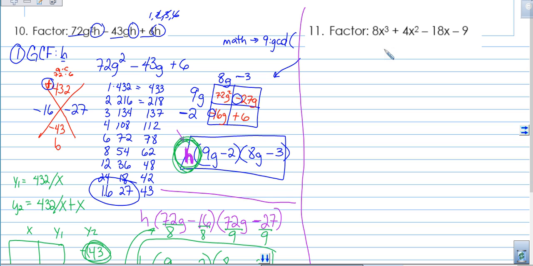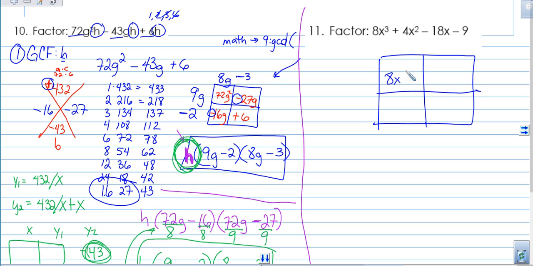Number 11. This one has 4 terms in it. We haven't done this, and we're not really going to do that anymore. We've stopped factoring by grouping, but this is one way you can do it. If it's 4 terms, think about it like the box. We have the box, okay? And we're going to put all 4 terms in a row. 8x cubed plus 4x squared minus 18x minus 9. And then we're going to factor it out using the box method.